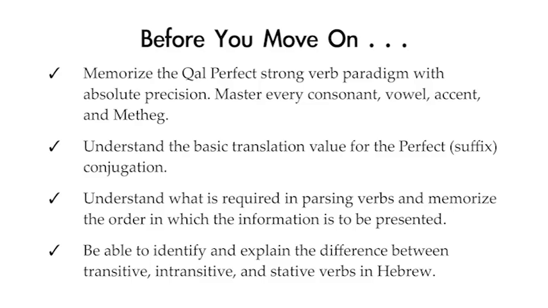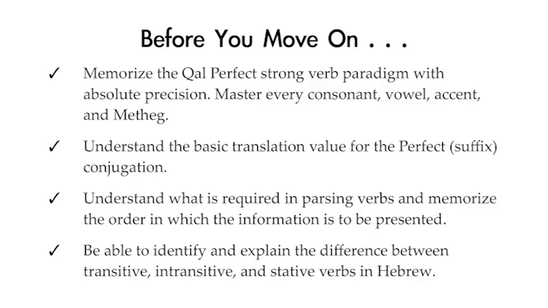Second, understand the basic translation for the perfect or suffix conjugation. We'll begin with a simple past tense verb in English, but understand that with stative verbs, it's going to be a form of the verb to be and an adjective. And sometimes we'll have different values like present or future perfect.